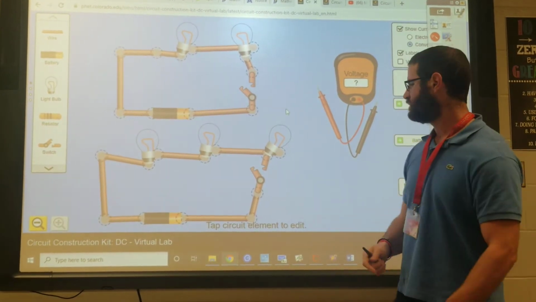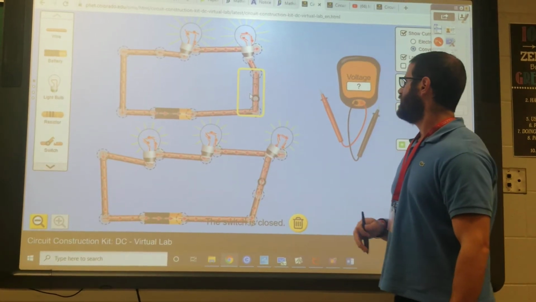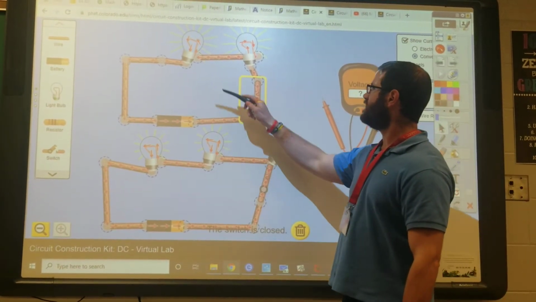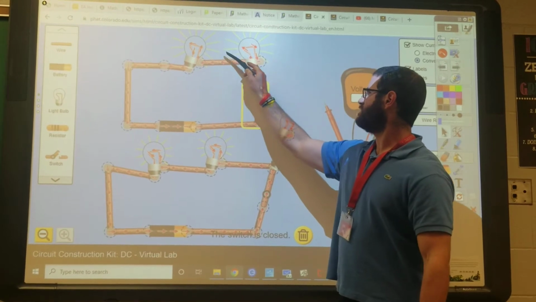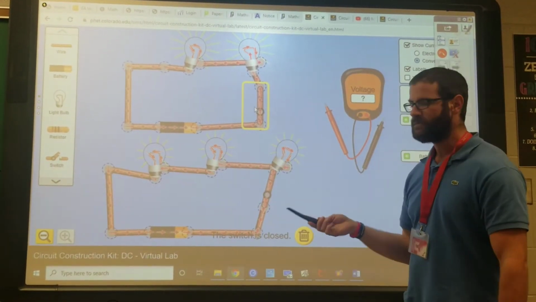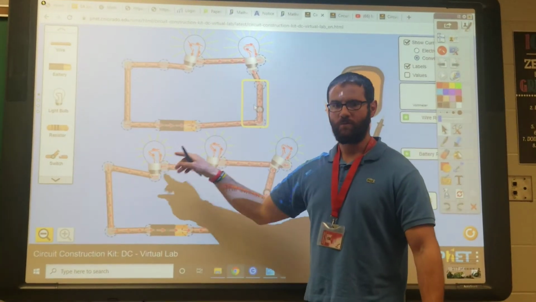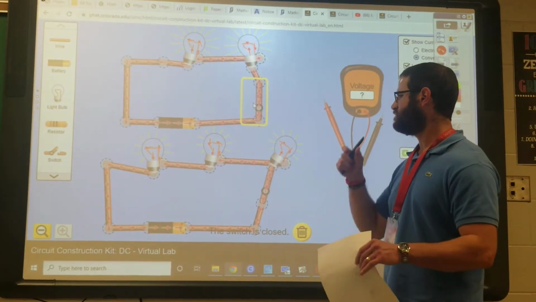Less current. So let's go ahead and close both switches and take a look at what we've got. As we can see, the bulbs in the top circuit appear to be shining more brightly than the bulbs in the bottom. Why? Because the bottom circuit has more resistance. More bulbs, more resistance, which means less current.